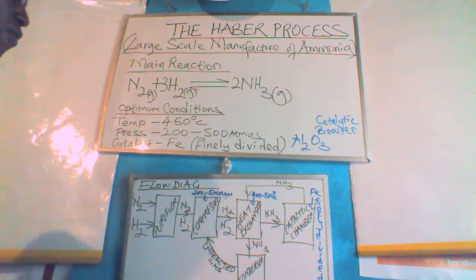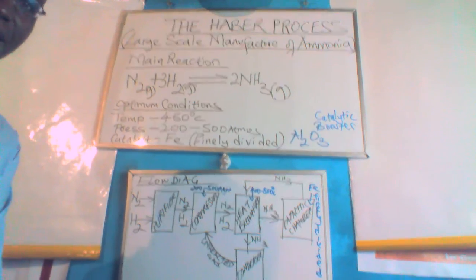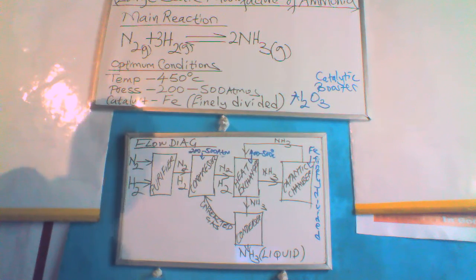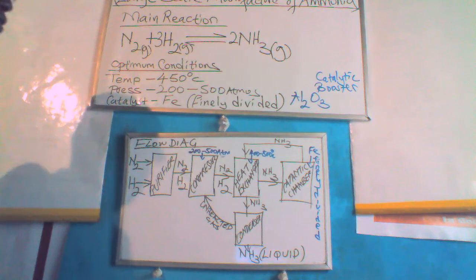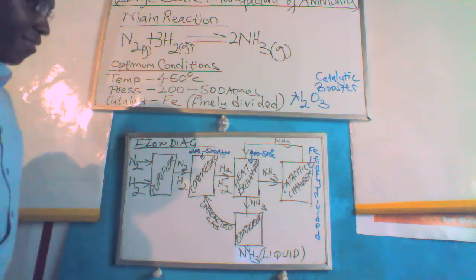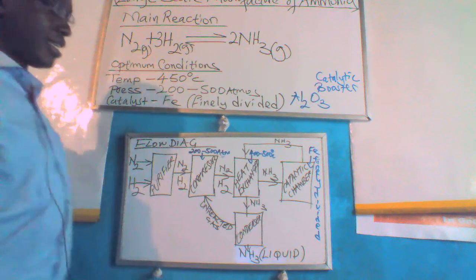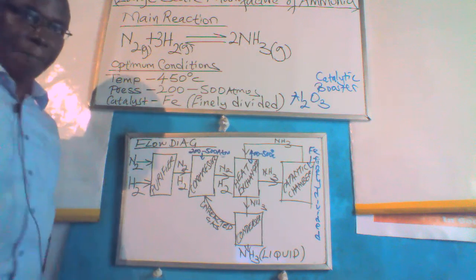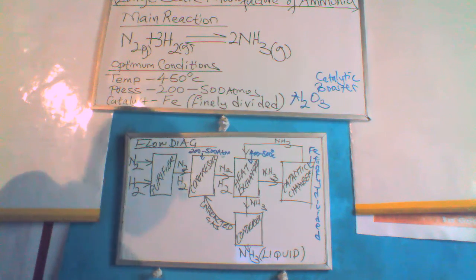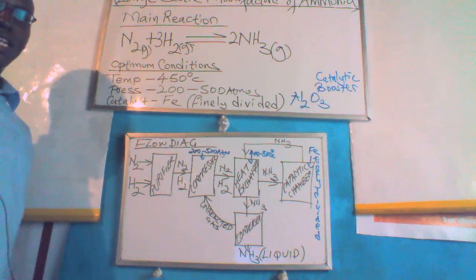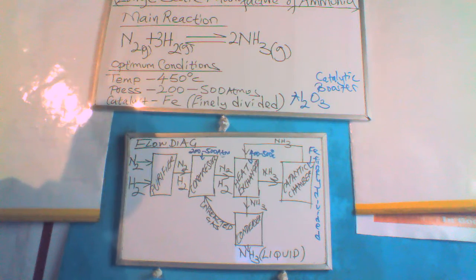Next, I would like us to look at the flow diagram. The flow diagram represents the physical process at the industrial domain, how nitrogen and hydrogen are converted into ammonia. As you can see here, there are 5 core chambers in the Haber process. The first chamber is a purifier, the second is a compressor, the third is the heat exchanger, the fourth is a catalytic chamber, and the fifth is the condenser. To begin with, nitrogen and hydrogen are passed through the purifier, where they are cleansed of all impurities, including particulates, dusts, and other unwanted particles.